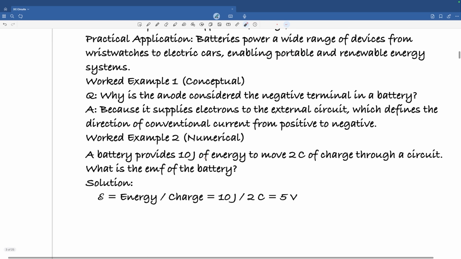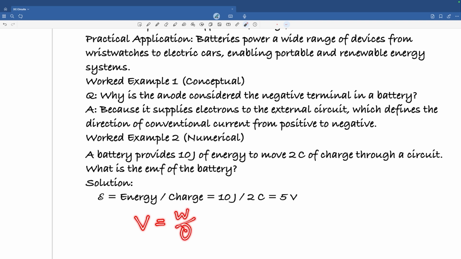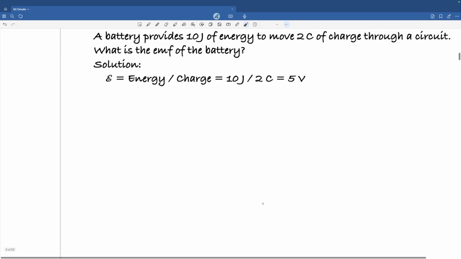So here's another example. A battery provides 10 joules of energy to move 2 coulombs of charge. What is the EMF? So here we have to go back to the definition of voltage. Now, electric potential, we saw that it's work over charge, right? Work over charge. So work is energy. That's why it's energy over charge. So to find the EMF, you just divide the energy being used by the charge. So you get 5 volts. Simple thing.